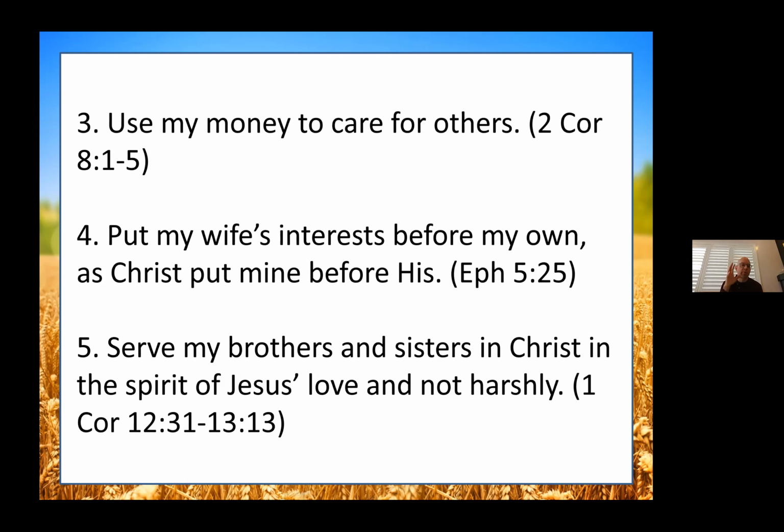Love for God will prompt us to use the money, the time, the resources, everything that God has given to us for the blessing of others. Not neglecting ourselves, obviously, but being generous as God has been generous to us.